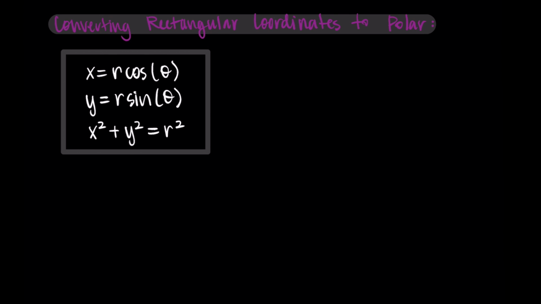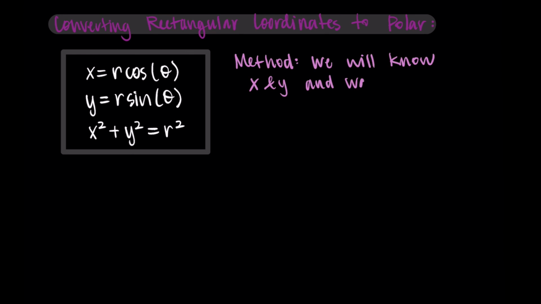But at this point I'm assuming that you've seen these formulas and you understand how they relate to polar and rectangular coordinates. So our formulas are x equals r times cosine of theta, y equals r times sine of theta, and x squared plus y squared equals r squared. Our main method is that we are going to be given x and y, that's what we know, and we want to find r and theta.